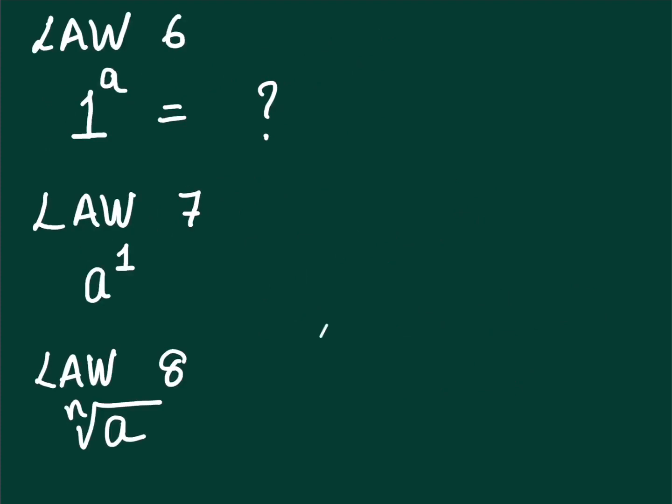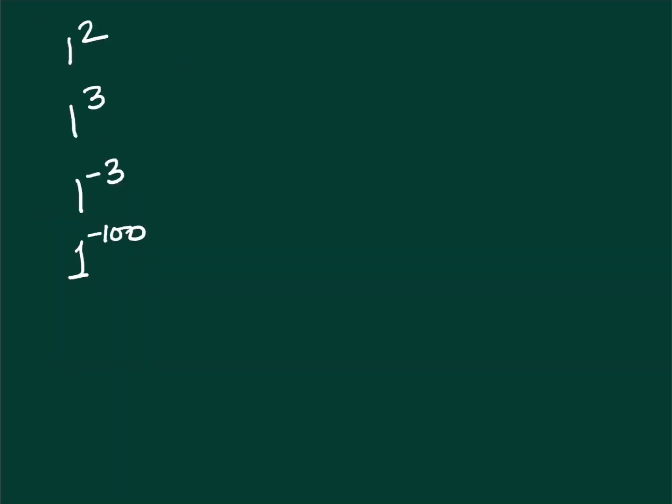Because in this lesson we are doing the final sets of laws of indices. We've got laws 6, 7 and 8, which you are going to help me decipher. The first one we've got over here is 1 to the power of any number. The seventh one would be any number to the power of 1. And lastly, we've got the root form. So let's get going. It's very easy to memorize, but it's much better to understand.